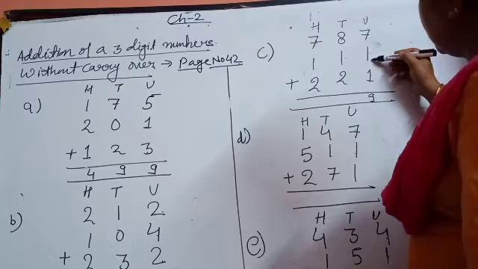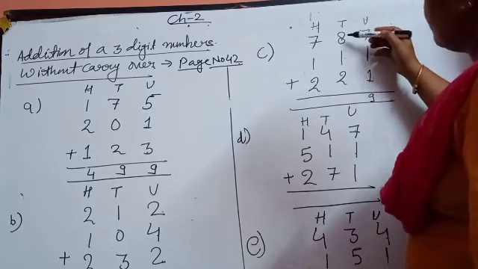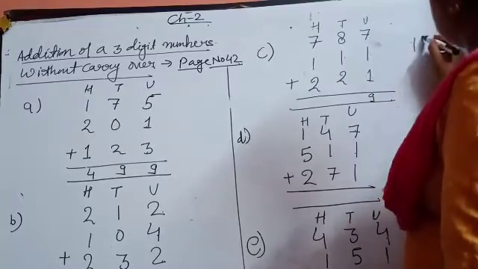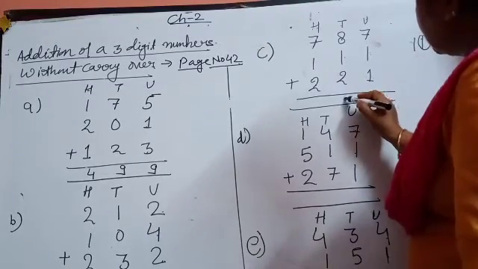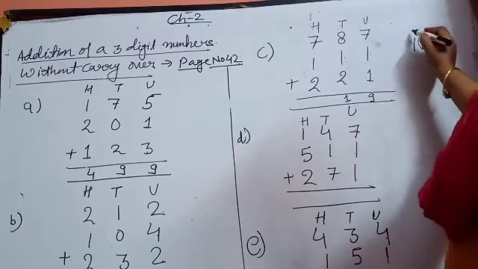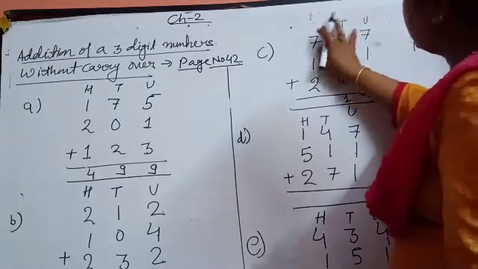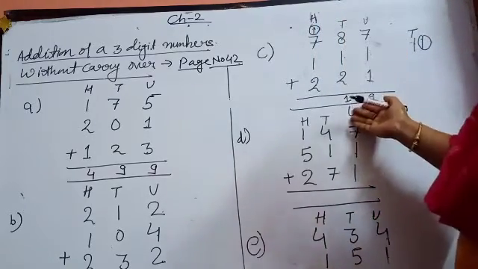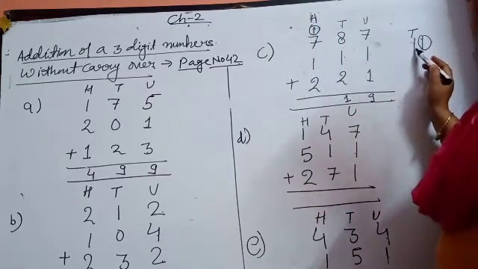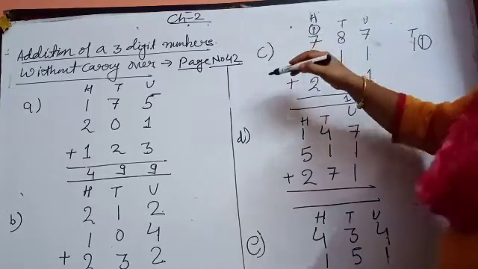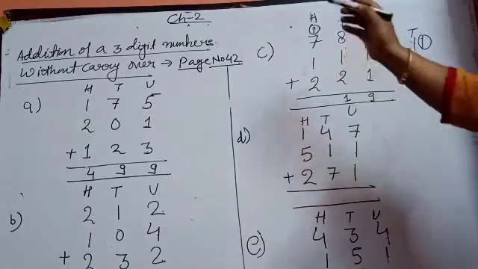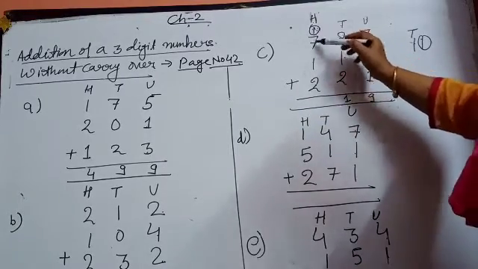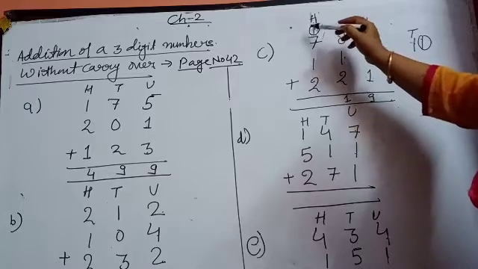7 plus 1, 8. 8 plus 1, 9. Now 8 plus 1, 9. 9 plus 2, 11. So the unit place 1 you will write here. Tens place 1 will go as a carryover here, on the 100 place, because here we have already added. Whatever carryover is remaining will go on the next one. So you will write it here, and make a circle so that you understand that you have to add this carry also.